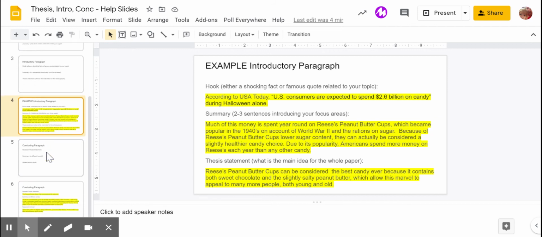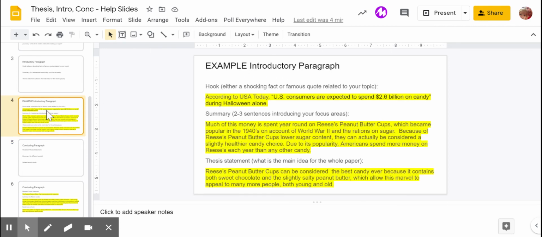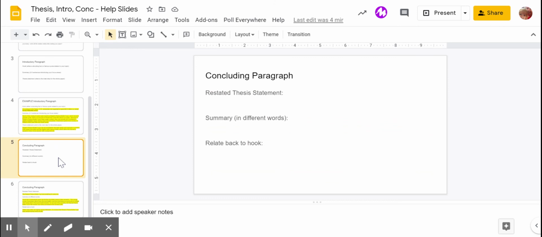Once you're done with that, you have your concluding paragraph, which is just the opposite of the introductory. Okay, so rather than ending with the thesis statement and starting with the hook, we've flipped them. So the intro paragraph is considered an upside down triangle in that you start broad and you get specific. And the concluding paragraph is the opposite, a right side up triangle. We start specific and then we get more broad. So you restate your thesis statement, you restate your summary, and you restate your hook, or you relate back to it. All right. So we do all the same thing, but in different words.